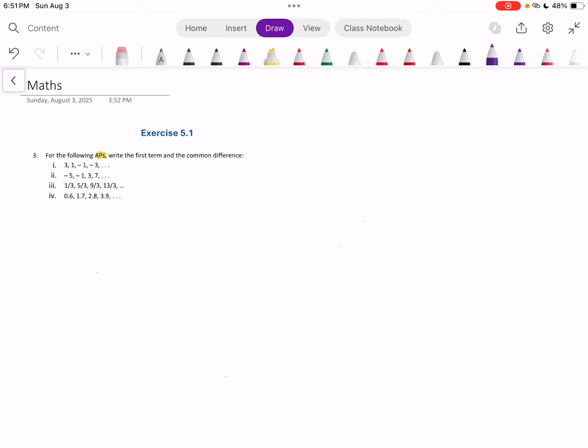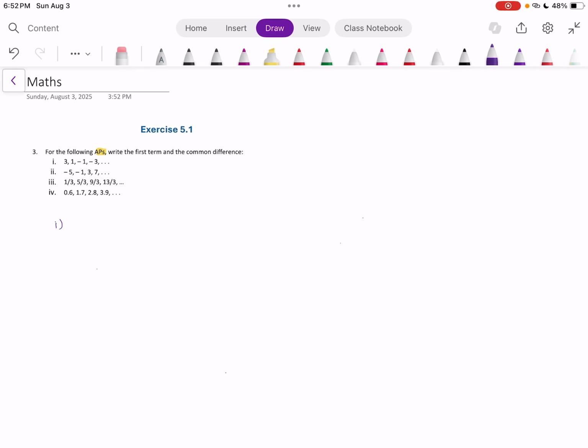Okay, the third question is: for the following APs, write the first term and the common difference. So you are given that all these numbers in the series make an AP. So there should be a first term. You know that there's going to be a first term. That doesn't really make much of a difference in an AP, but what decides if it's an AP or not is the common difference. So what we have to do is write the first term and the common difference.